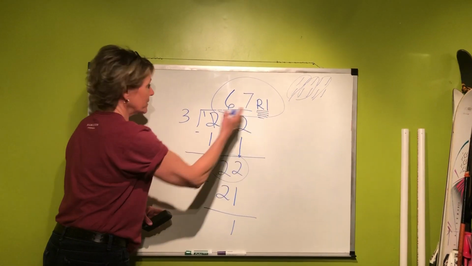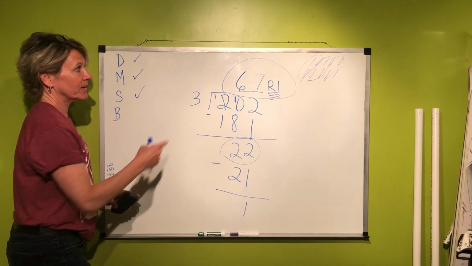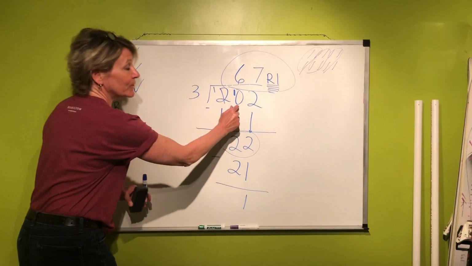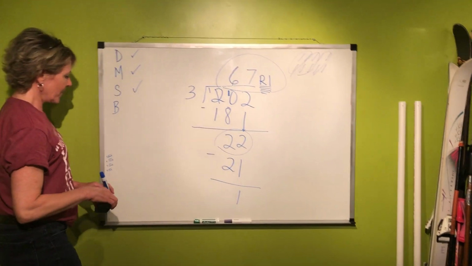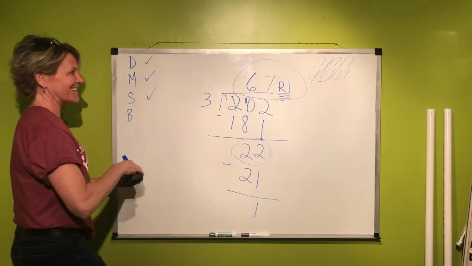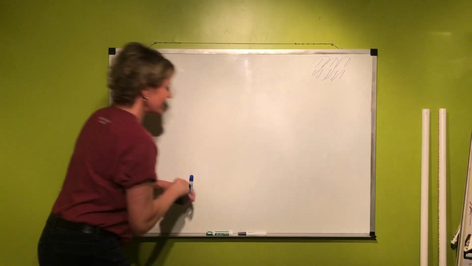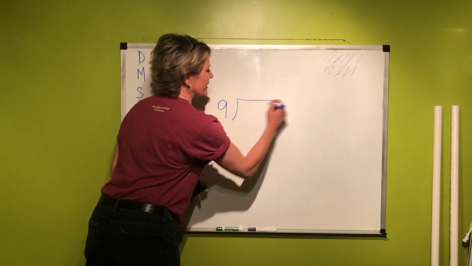Well, remainder 1 is smaller than 3. I don't think I did anything wrong. My final answer is 67 remainder 1. And that's even with a 0 in the middle. It's not so tricky. But what if we had larger numbers? What if I put a 9 as my divisor? Not everyone was very strong in their 9 times tables.